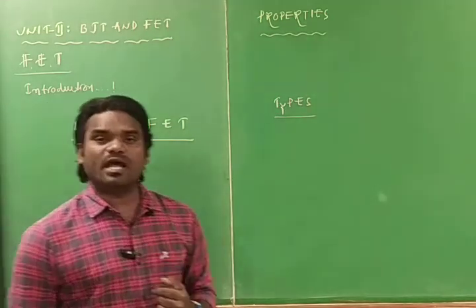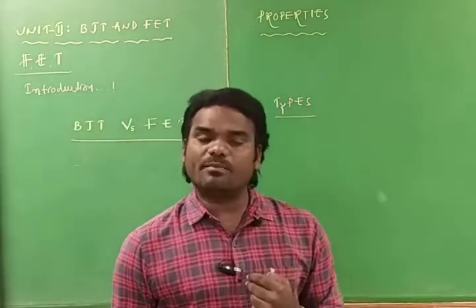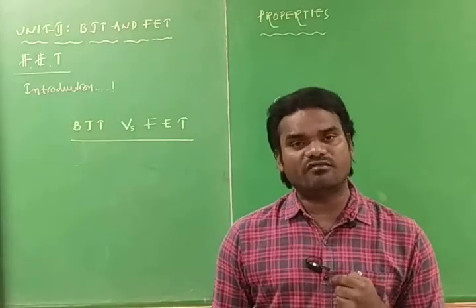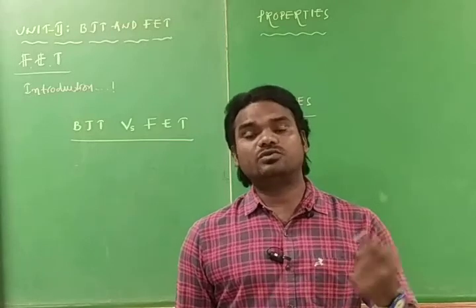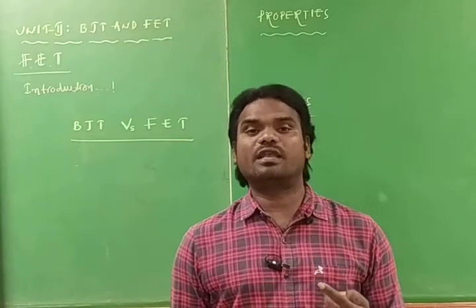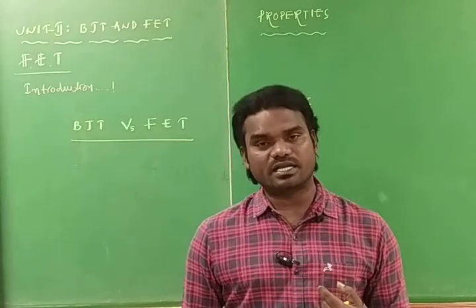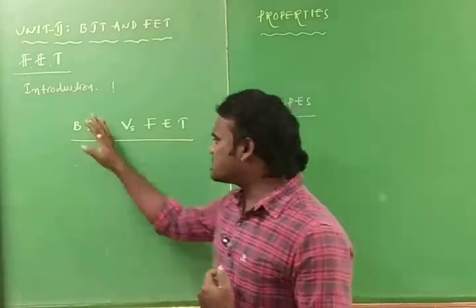The BJT can be operated in three regions of operation, which we have discussed: active region, saturation region and cutoff region. There are two types of BJTs, the NPN transistor and the PNP transistor. This is the discussion about the BJT.